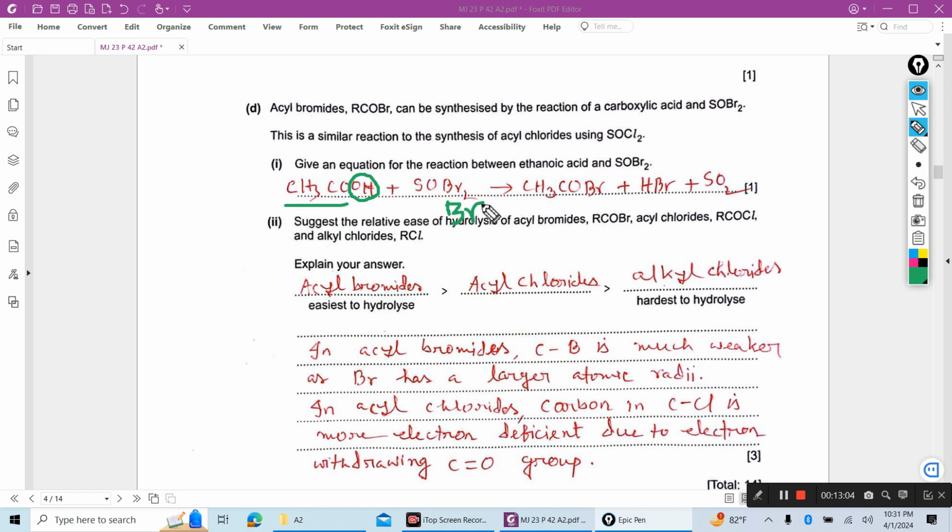So now CH3CO, in place of hydroxide you will write Br. So ethanoyl bromide, then hydrogen reacts with bromine to form hydrogen bromide and sulfur dioxide. So ethanoic acid reacts with thionyl bromide to produce ethanoyl bromide, hydrogen bromide and sulfur dioxide.